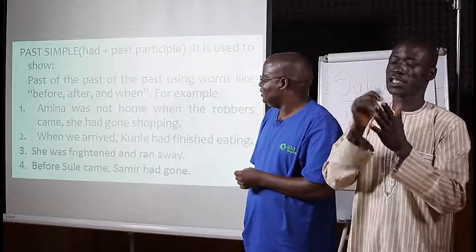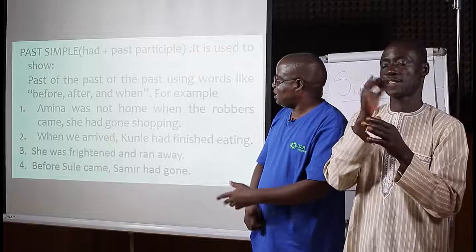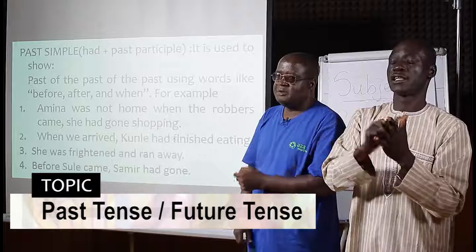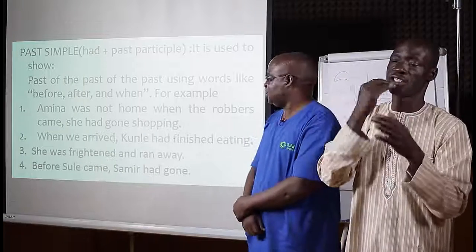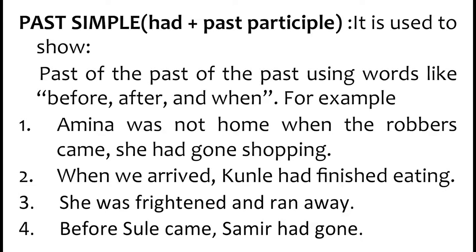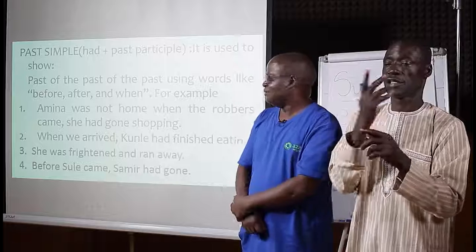Past of the past. Number two, when we arrived, Kunle had finished eating. Another past of the past. When we arrived in the past, Kunle had finished eating, also in the past. Three, she was frightened and ran away. There are two past actions there. She was frightened first, then she ran.